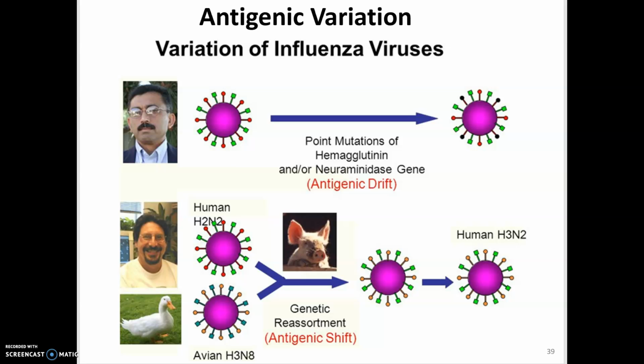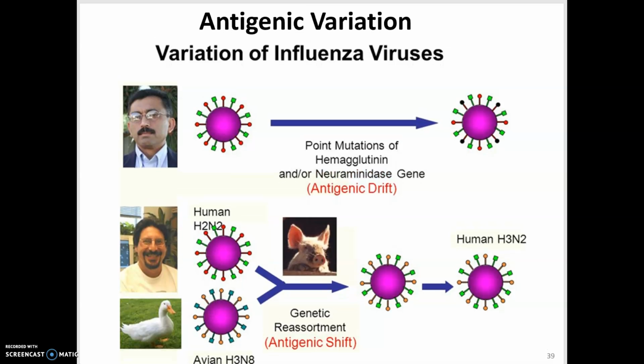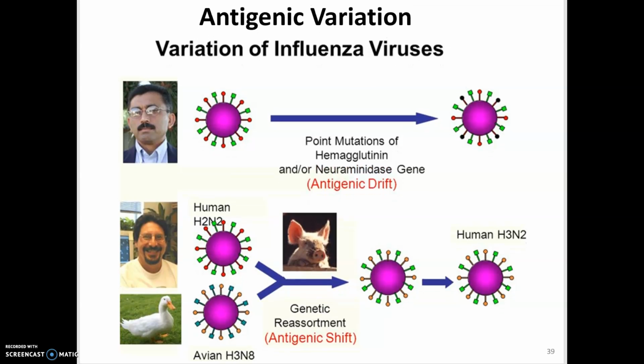The next property we're going to look at of viruses is called antigenic shift. Antigenic shift is a much more complicated process, and it leads to a very different outcome. If you look down here on the bottom part of the slide, we get a virus from a human and a virus from a bird: human H2N2 and avian H3N8.